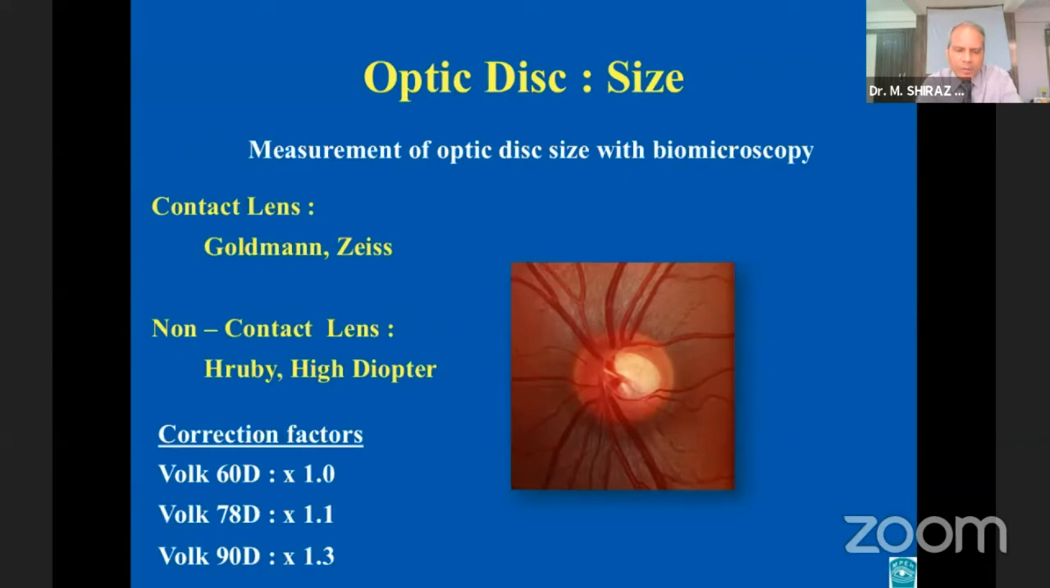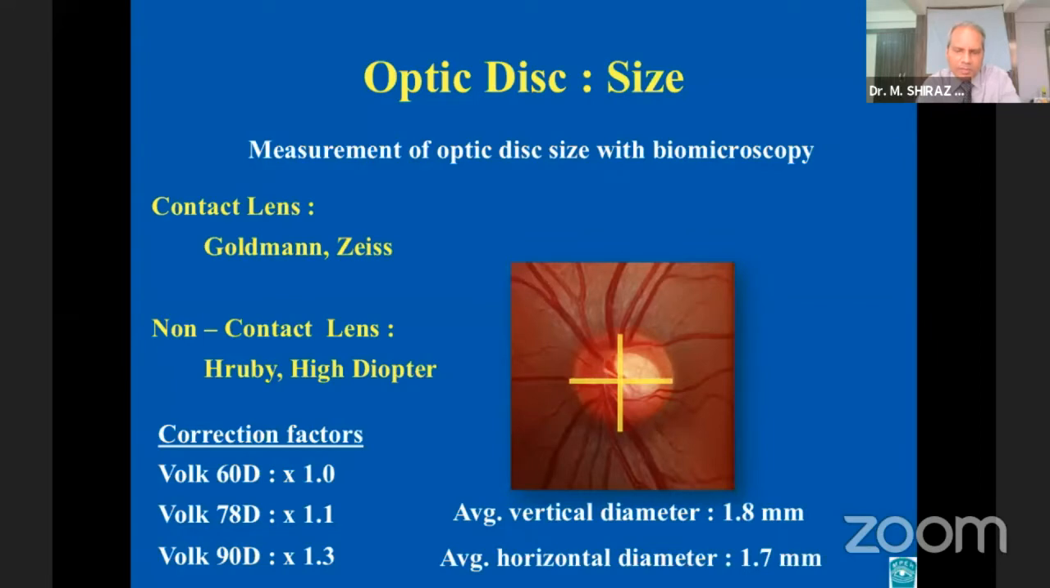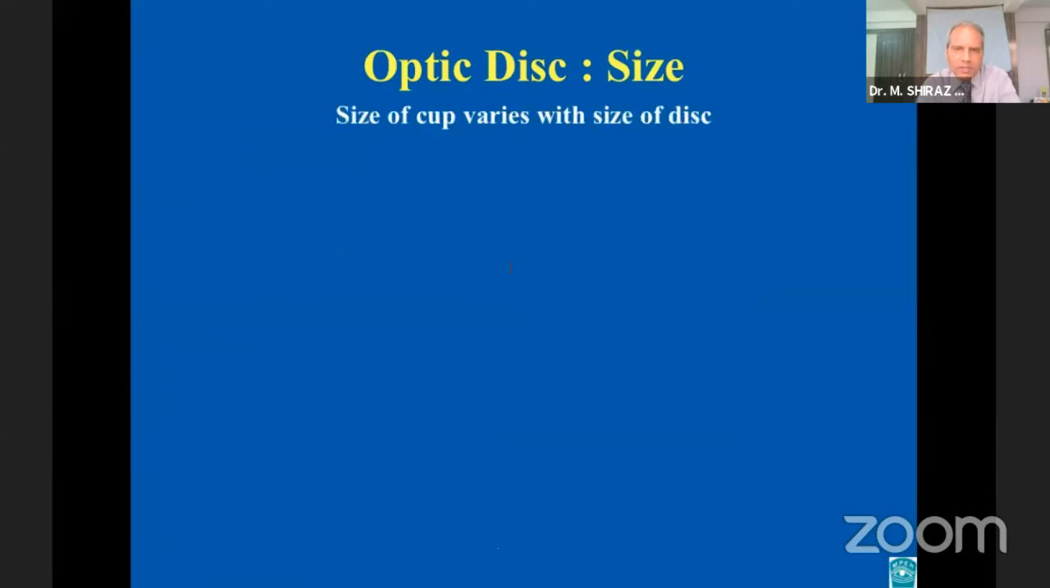Slit lamp biomicroscopy with handheld lenses offers tremendous advantages in evaluating the fine details of the optic disc. We commonly use high plus diopter lenses in our daily routine clinical practice. The correction factors should be multiplied by the measured aperture height value to determine the actual disc diameters. Average vertical diameter is about 1.8 millimeters and average horizontal diameter is about 1.7 millimeters.